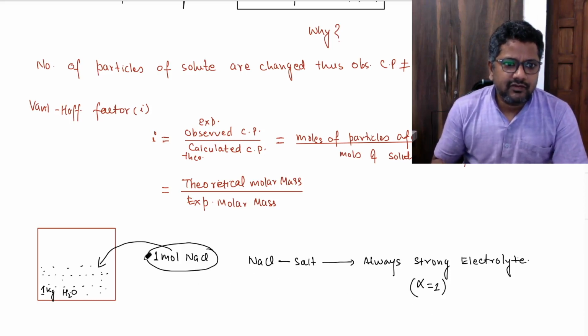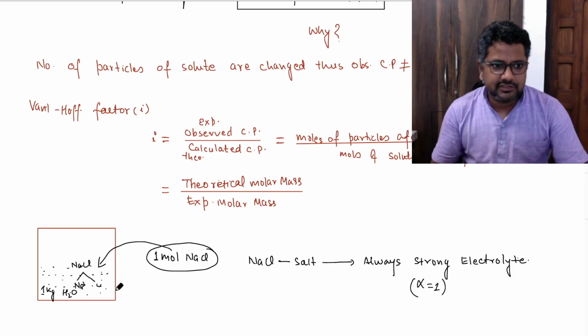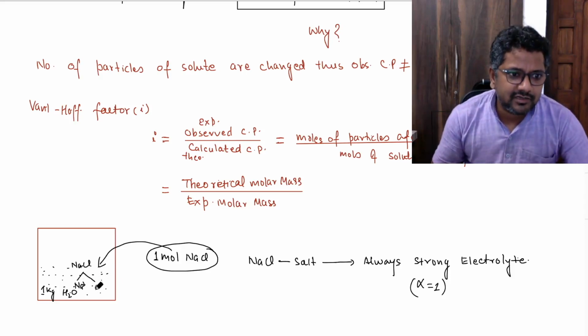So if you take 1 mole of sodium chloride and put it in 1 kilogram of water, after adding it, the 1 mole you are taking will dissociate in water into Na+ and Cl-, and this time the number of particles becomes double.